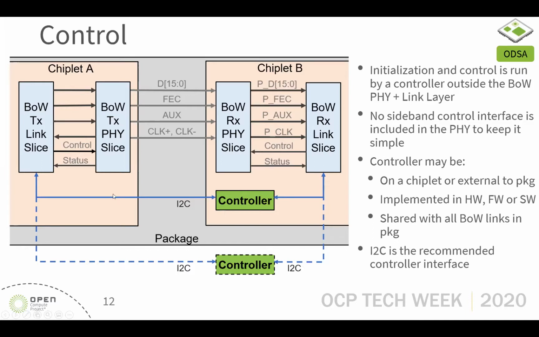Either way, when we have connections from chiplet to chiplet, there will be at least one controller. Then we are recommending an I2C or I3C interface from chiplet to chiplet. You need at least one controller to connect up a link, but you can have one controller operate all the Bow links within a whole package. So it's not like there's a lot for it to do. So that could be something shared over the whole package.